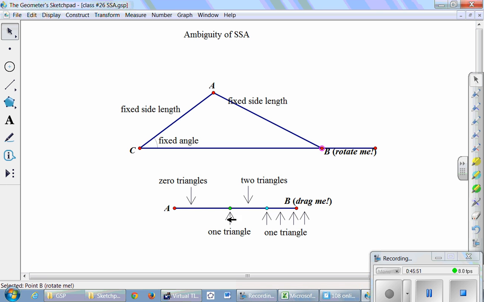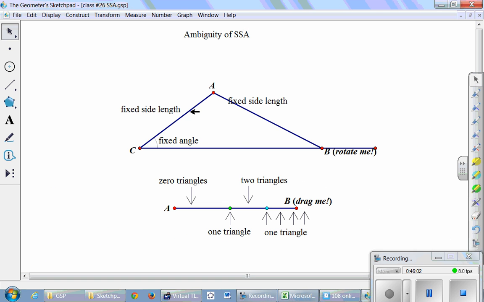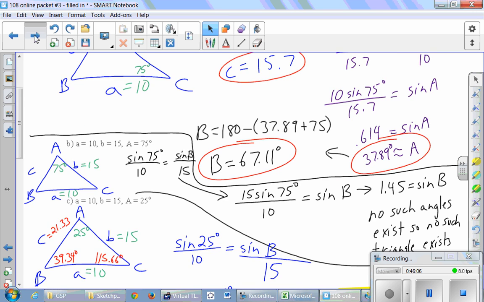So we could have 0 triangles, or exactly 1, or exactly 2, or exactly 1 again. You don't need to memorize it, but I just want you to understand there's a visual happening behind the scenes. It's not just playing with numbers here, but there's actually physical constraints that tell you how many triangles you might have.